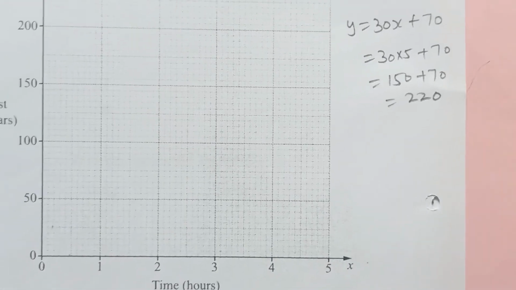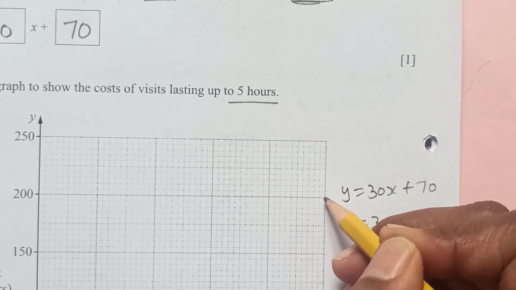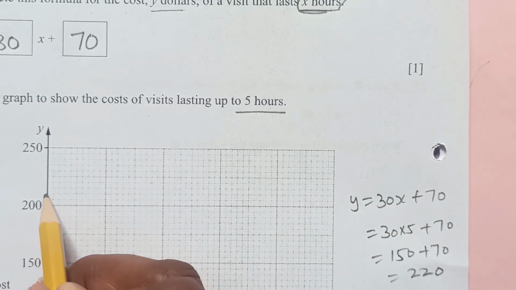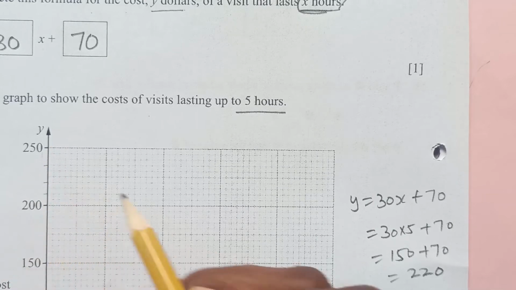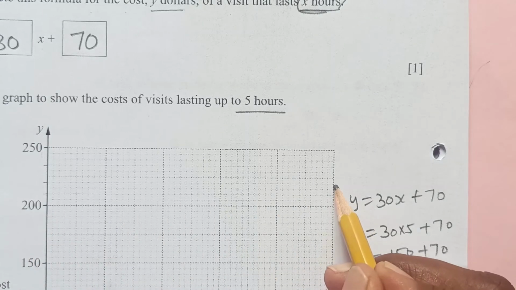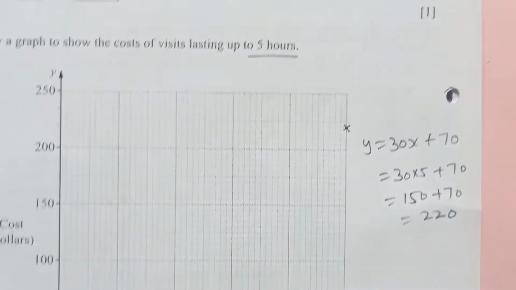So 5 hours is here and 220 is, this is 200, then 250, so 210, 20, 30, 40 and 50, right? So we are looking for 220. 220 is going to be this point, right? This is our point here.